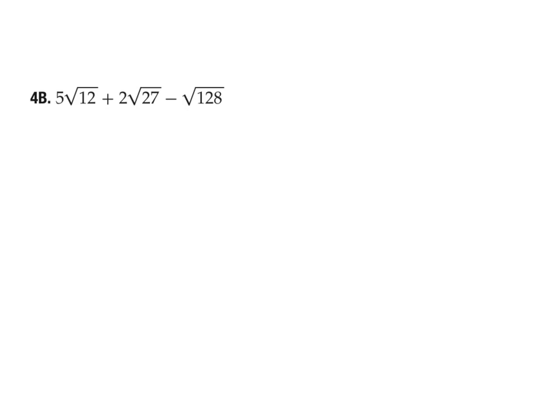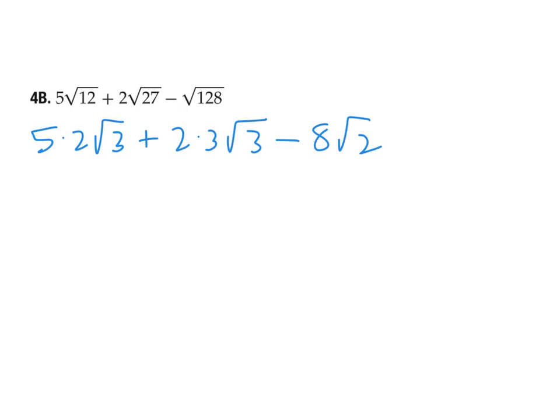So here's what we're going to do here, okay? What is the biggest perfect square that goes into 12? 4 times 3. 4. Okay, so when I take the square root of 4, what comes out? 2. A 2. So 2 gets multiplied by this 5. What's the biggest perfect square that goes into 27? 9. 9. So what comes out? 3. 3. Biggest perfect square that goes into 128? 64. So what comes out? 8. An 8.